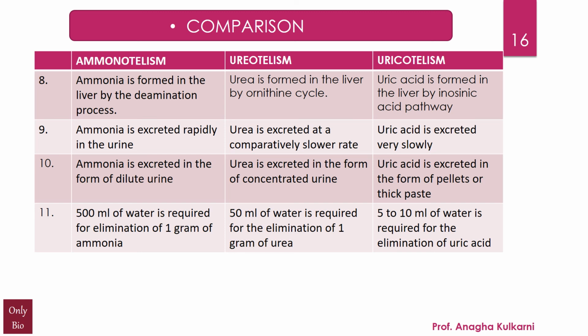Point number 8. Ammonia is formed in the liver by the deamination process. Urea is formed in the liver by the ornithine cycle, and uric acid is formed in the liver by the inosinic acid pathway. Point number 9. Ammonia is excreted rapidly in the urine. Urea is excreted at a comparatively slower rate, and uric acid is excreted very slowly. Point number 10. Ammonia is excreted in the form of dilute urine. Urea is excreted in the form of concentrated urine, and uric acid is excreted in the form of pellets or thick paste.